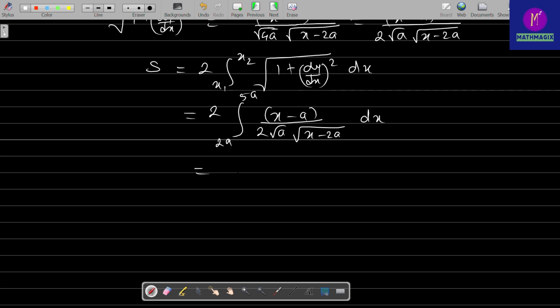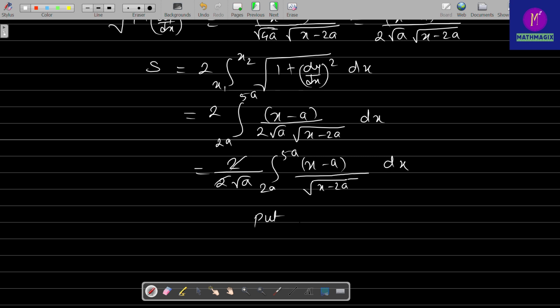So this is equal to 2 into 2 by root a, as a is constant, the 2s get cancelled out, integral from 2a to 5a of (x minus a) divided by square root of (x minus 2a) dx. This integration we cannot solve directly because we have a square root of x minus 2a in the denominator, which we are not able to separate out. So here we require substitution. So let us use a substitution to solve this.